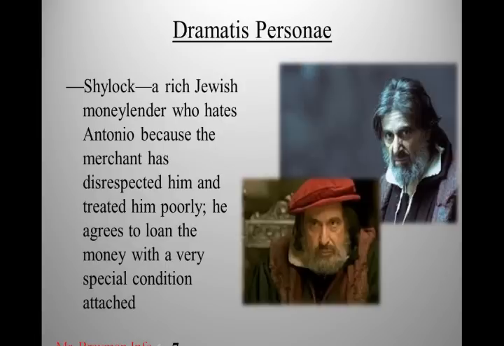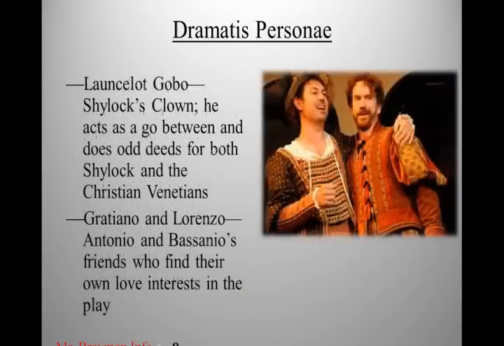So he agrees to loan the money to Antonio with a very special condition attached. Some of the minor characters: Launcelot Gobo, who's Shylock's clown. He kind of acts as a go-between between Antonio and Bassanio and Shylock and the women. He's kind of a funny figure.